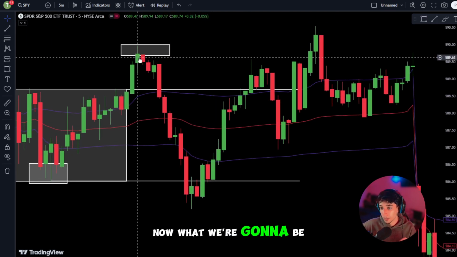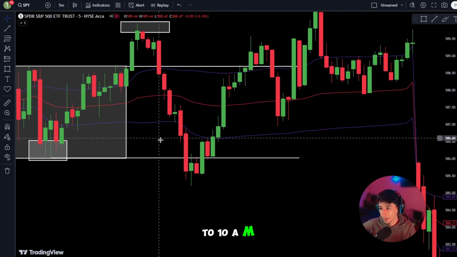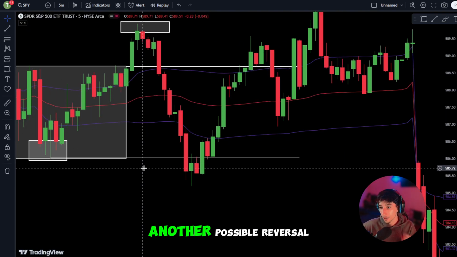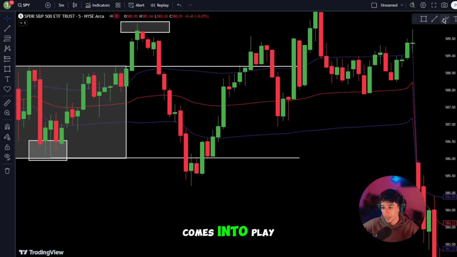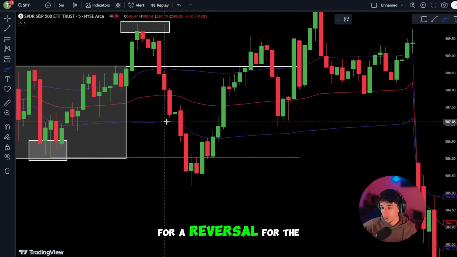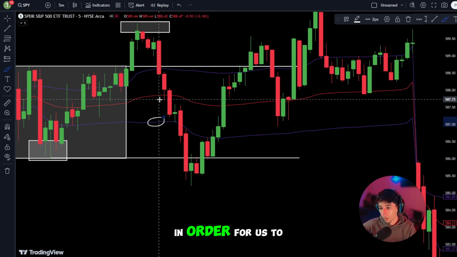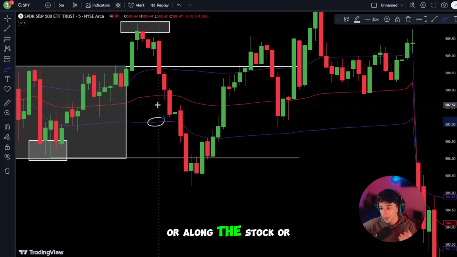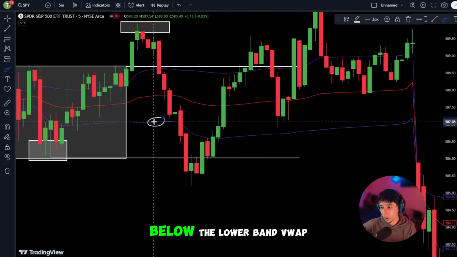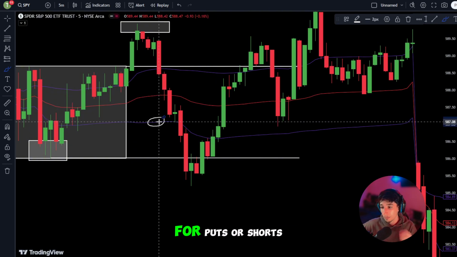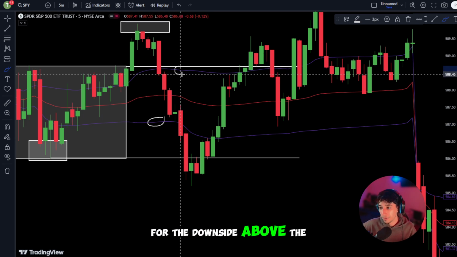Now, what we're going to be looking for after the first 2 hours, within this 9 a.m. to 10 a.m. time frame, is another possible reversal. This is where our VWAP comes into play. We're going to be looking for a reversal to the upside below the lower band. So in order for us to take calls or long the stock or ticker, we're going to be looking at a break or entry below the lower band VWAP. For puts or shorts, we're going to be looking at a break to the downside above the upper band.